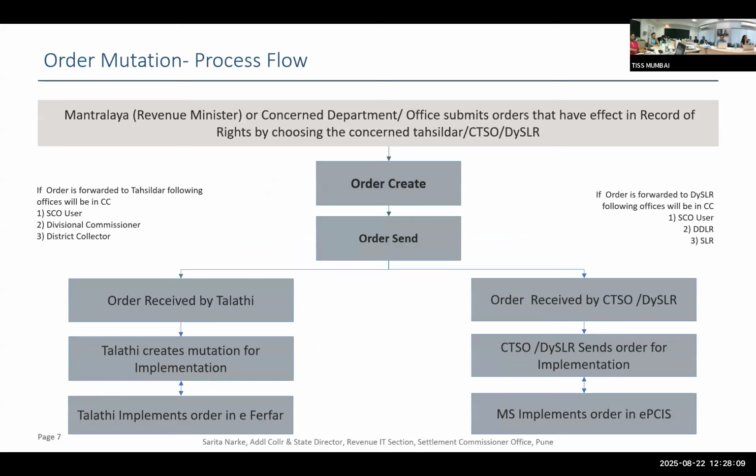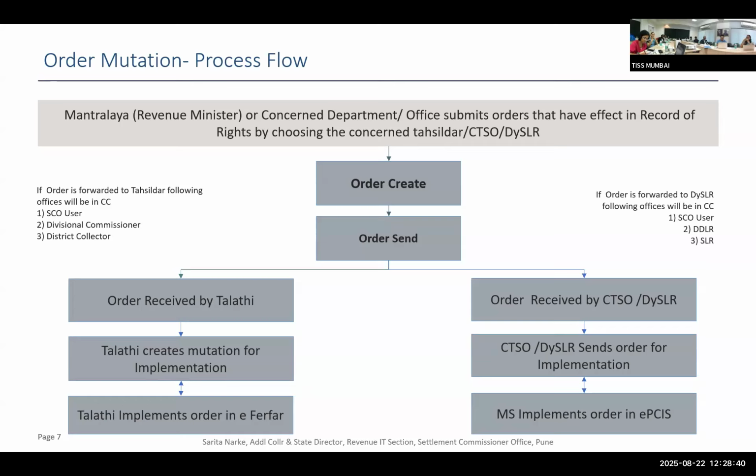Then the third type of mutation that happens is basically order mutation, where a civil court or revenue court or even a department can give an order which has an effect on the record of rights. So we have created a portal in which this order will directly be processed from the order issuing authority, and it will directly be seen in the Talati's login. And it will again have a mutation number.